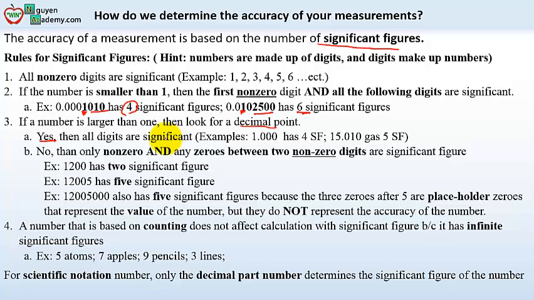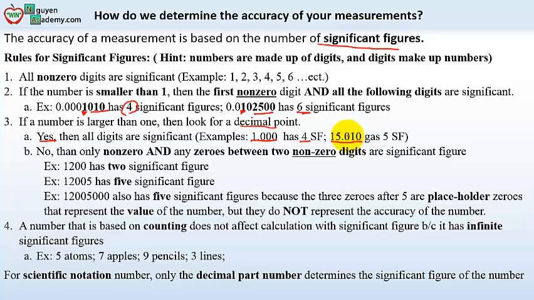Isn't that easy? Here we have 1,000, and with a decimal point, all of these are significant figures. So therefore it has 4 significant figures. Right here you have a decimal, and we're going to count all of them. That will give us 5 significant figures.